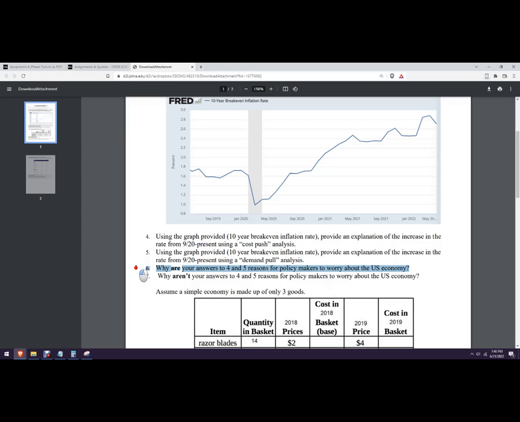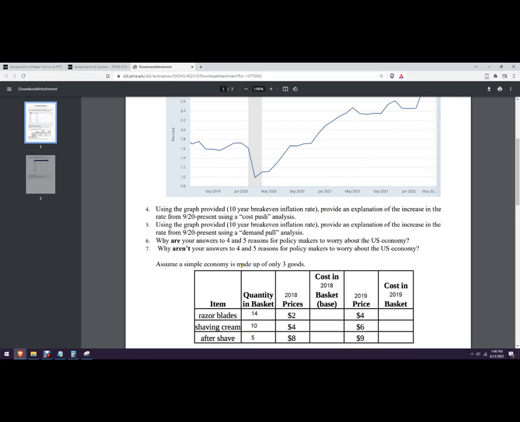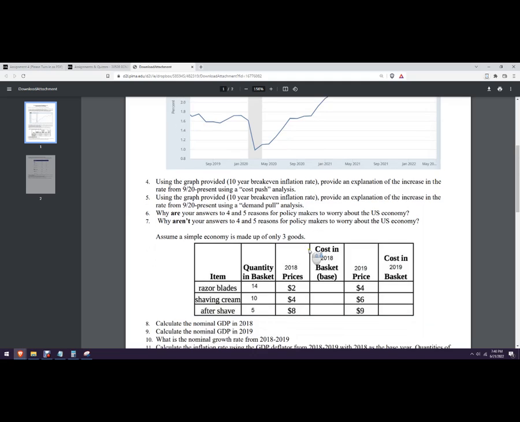Why are your answers four and five reasons for policymakers? What we mean is economic policy people at the Federal Reserve or Congress or banks, people that are movers and shakers, people that could make a difference, the president, the governors, all that. Why should they be worried? And then why should they be not as worried? So there is an explanation that this isn't the end of the world.